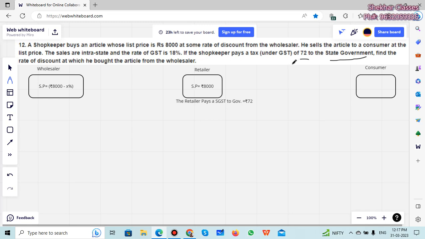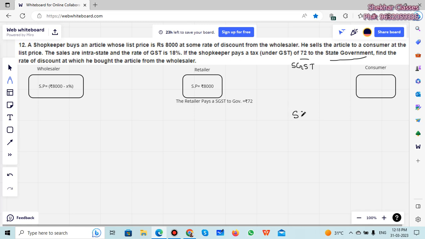meaning SGST. Now let's see. Find the rate of discount at which he bought it from the wholesaler. We have to find the discount percentage, X. So what we do is, first of all, let us find out the GST paid by the consumer.